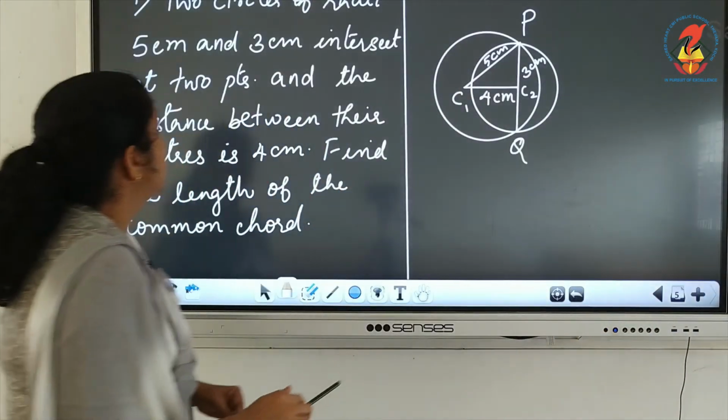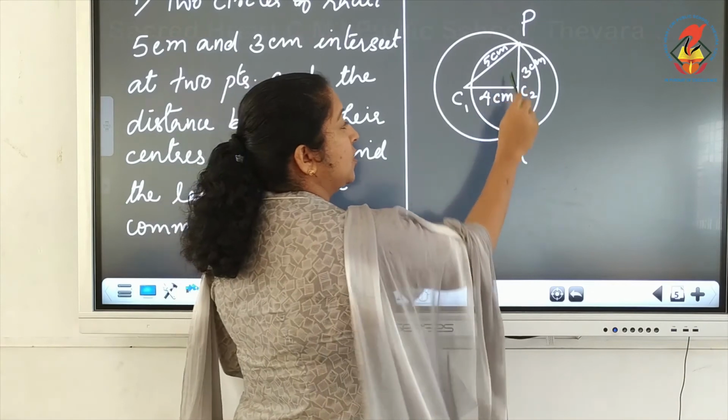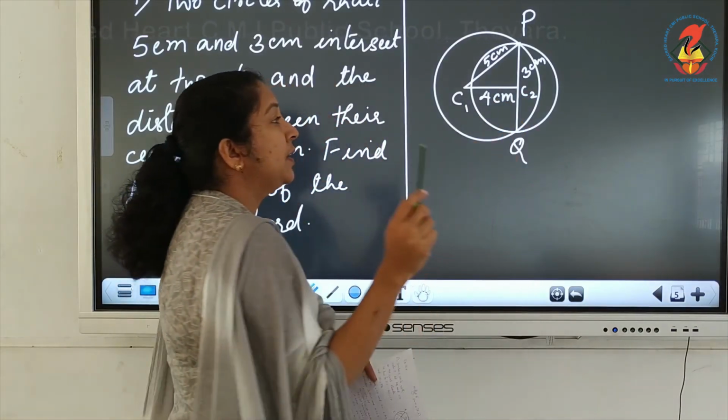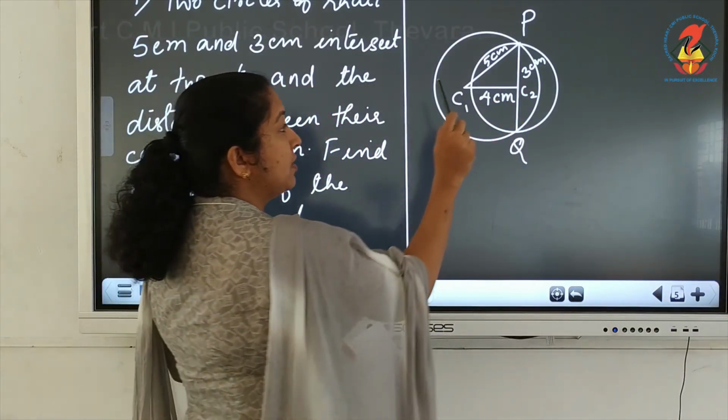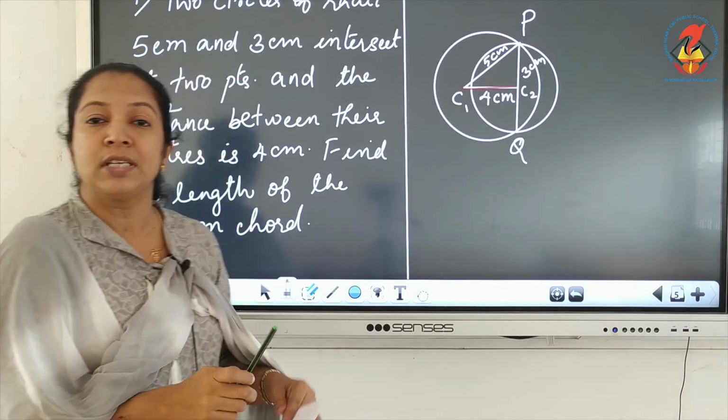Then the first question: two circles of radii 5 cm and 3 cm intersect at 2 points and the distance between their centers is 4 cm. Find the length of the common chord. I have drawn the figure. PQ is a common chord and C1 and C2 are the centers. The first radius is 5 cm. The second radius from the center is 3 cm. The distance between these two centers is given as 4 cm.